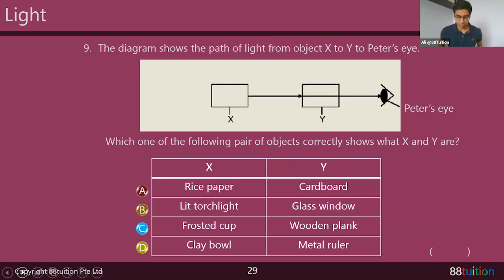Number 9 shows the path of light from object X to Y. Yes, we haven't done any question there. Remember, we did reflection, transmission. Then what are the other things? Light can get reflected, can get transmitted, and one more. Remember, I unmute all of you and ask you one more word. Who can tell me? Okay, let's unmute all.